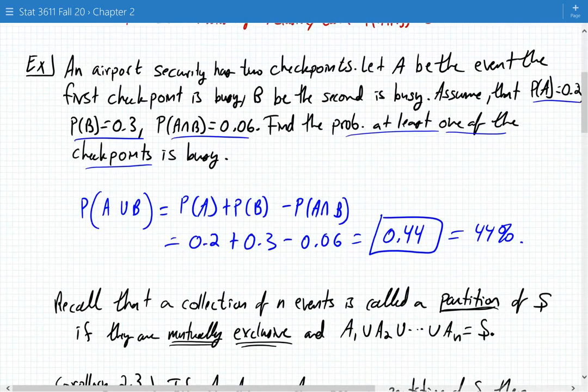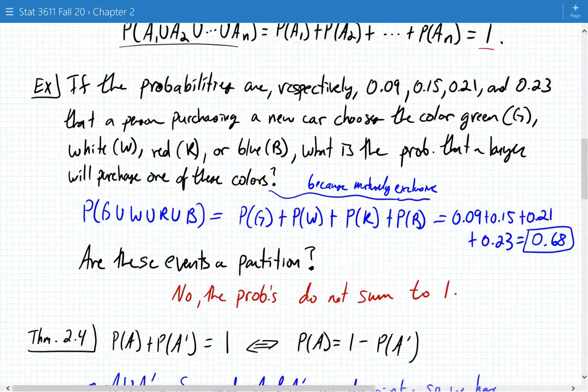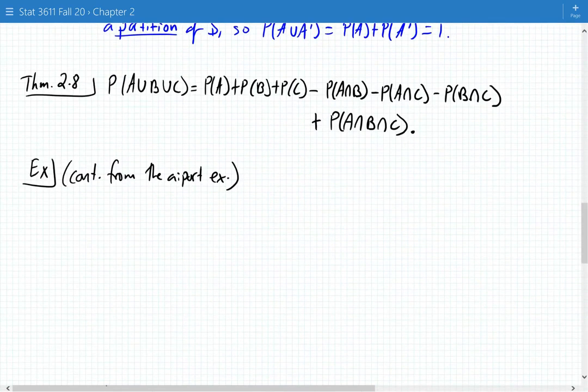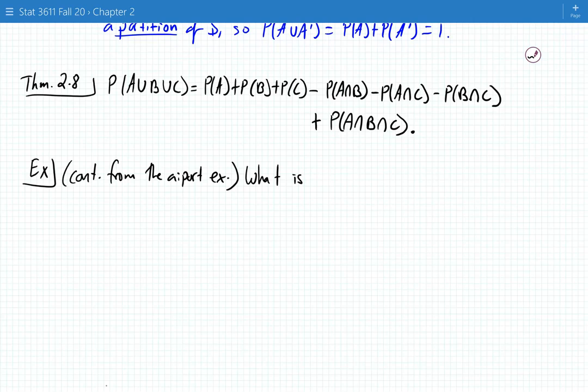Airport security has 2 checkpoints. Let A be the event the first checkpoint is busy. B is the event the second is busy. We found the probability that at least one of the checkpoints was busy. All right, so same scenario. What are we going to ask ourselves here? The question is, what is the probability that neither checkpoint is busy?